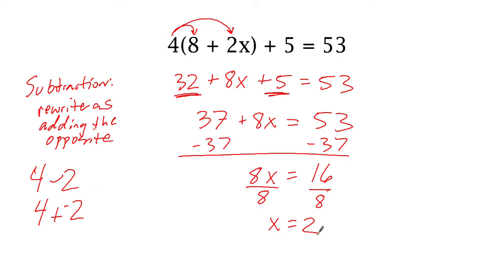And then some quick mental math to make sure that that works. 2 times 2 is 4. 8 plus 4 is 12. 12 times 4 is 48. And 48 plus 5 does give us 53.